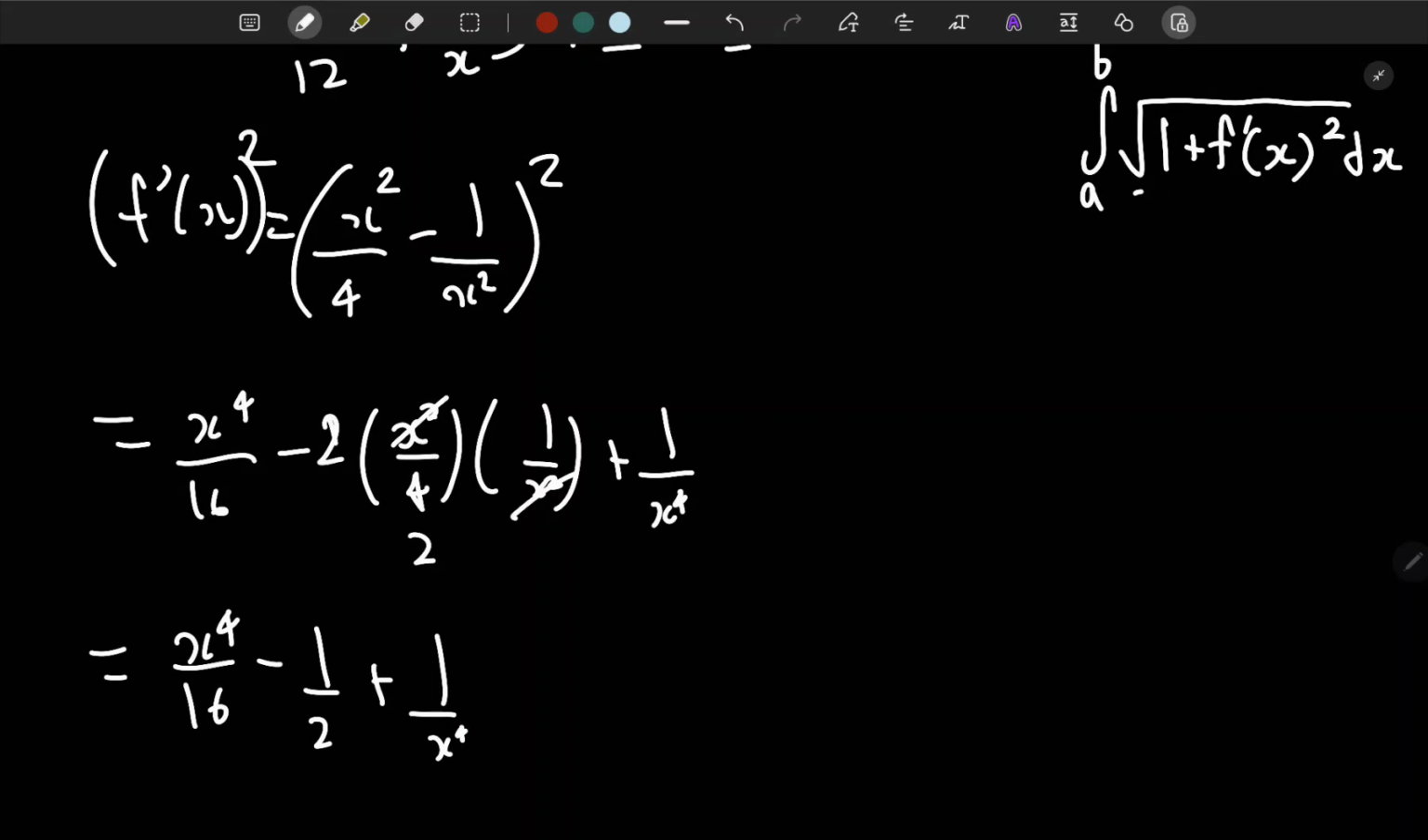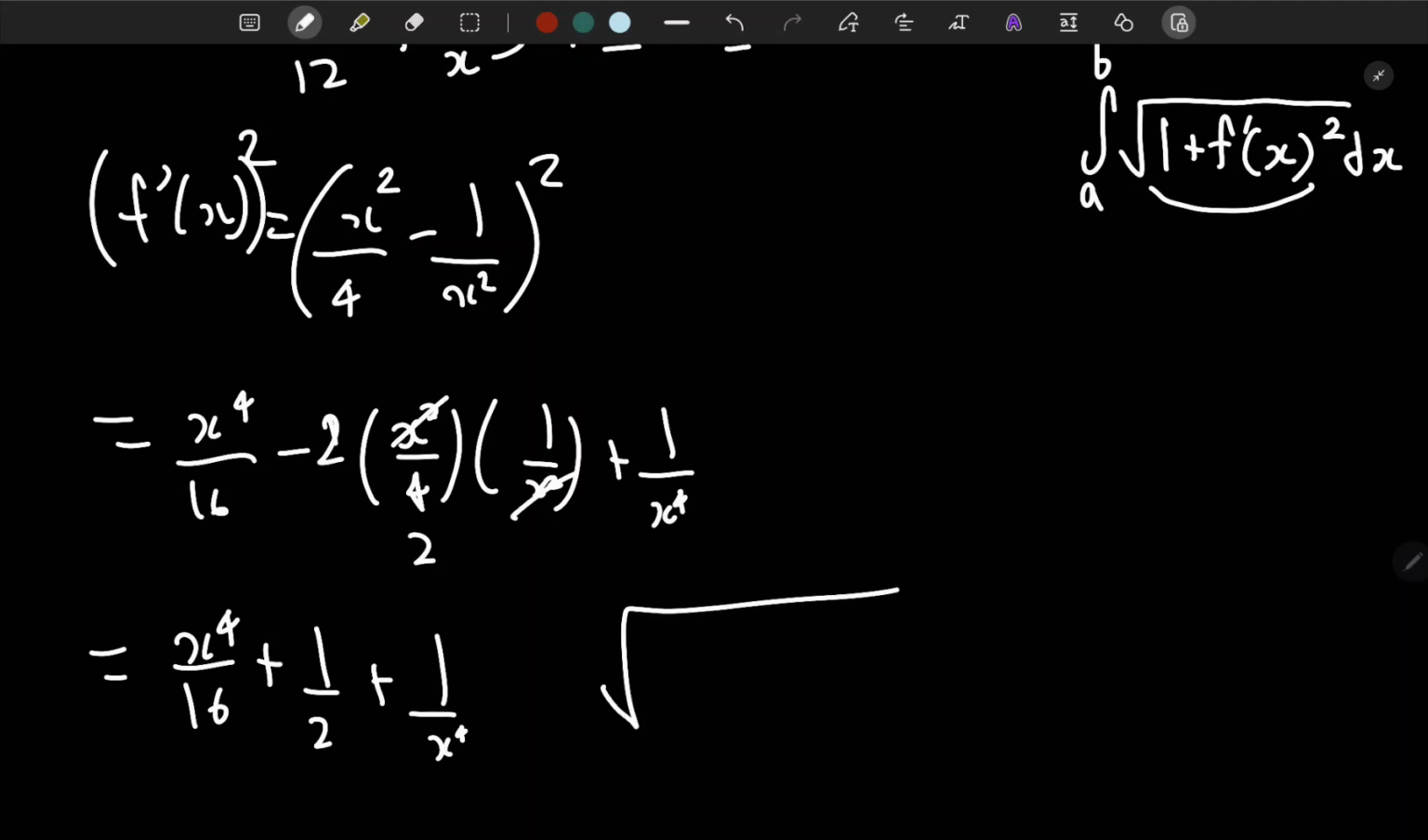And now remember that we need to add a 1 to our f prime squared. So here what we can do is plus 1, and we realize that we have a minus half. So this minus half is just going to become plus half, and we can remove the plus 1. Now we have the entire 1 plus f prime x squared. We just need to substitute what we have and integrate it. So now let's plug it in.